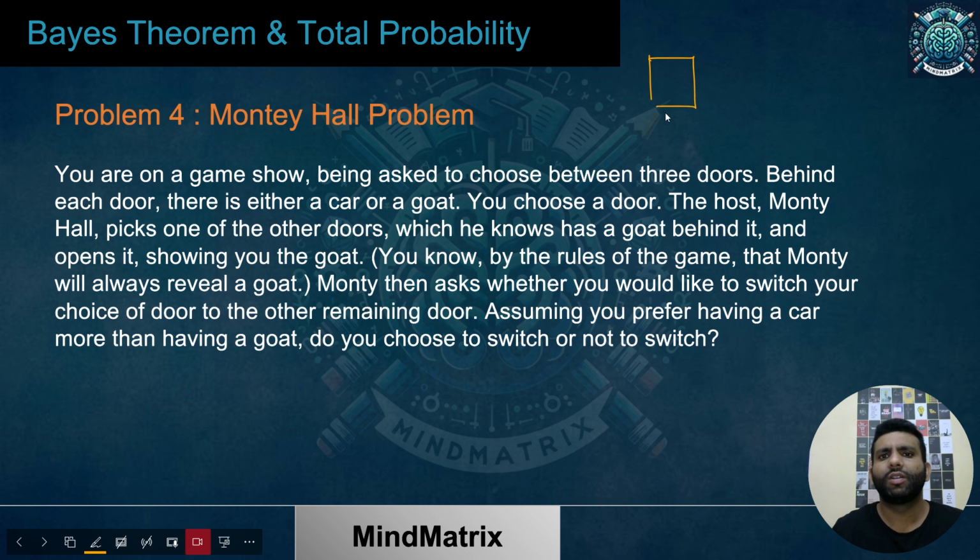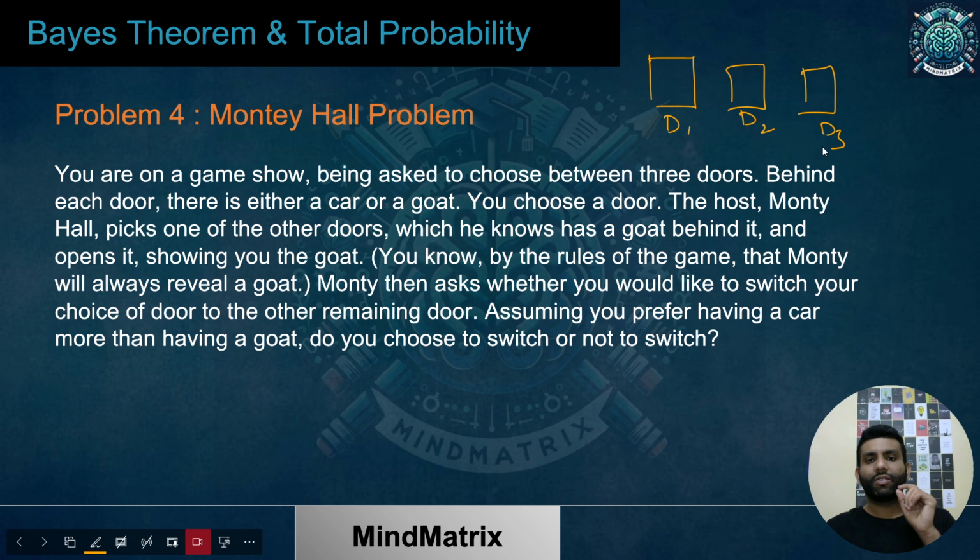We have three doors. We will be having a car behind any one of these doors, and behind the other two doors, I'll be having a goat.